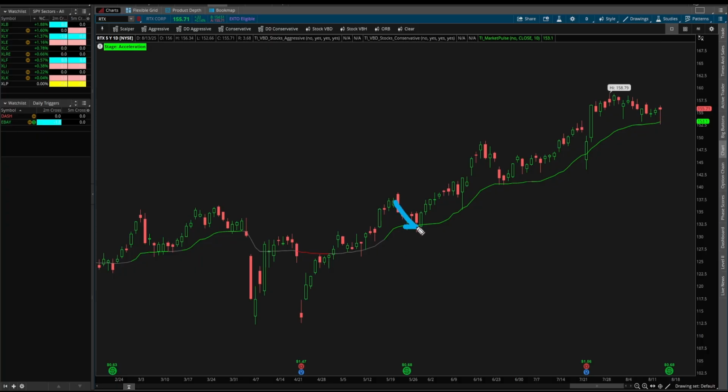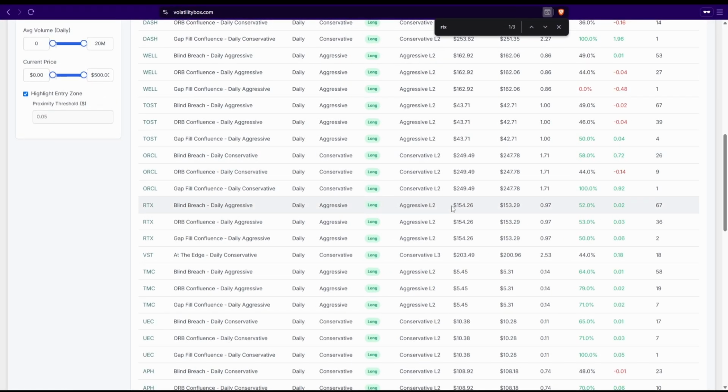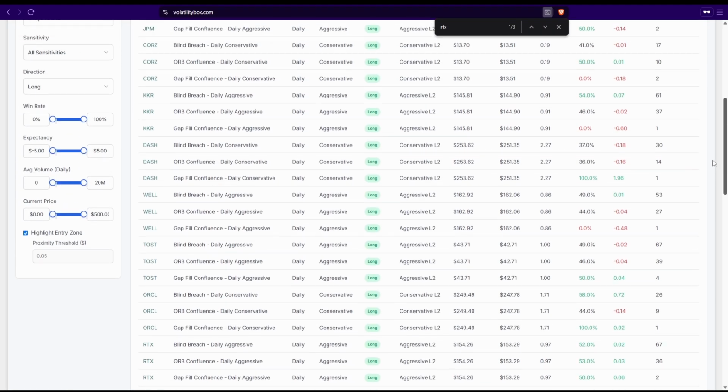Now with the market pulse, it's also easy to spot pullback opportunities. So here, for example, you have the first pullback, the second pullback, the third pullback, the fourth pullback, and what we had today, which is the fifth pullback inside of Raytheon. Now with this fifth pullback, we also had volatility, and that's where Raytheon appeared on our radar.